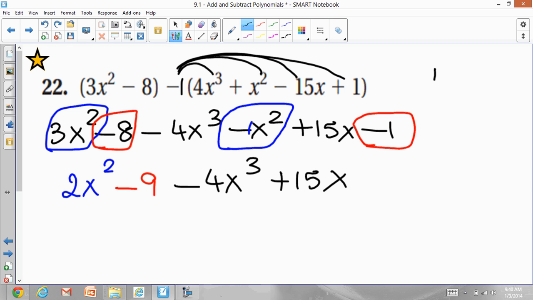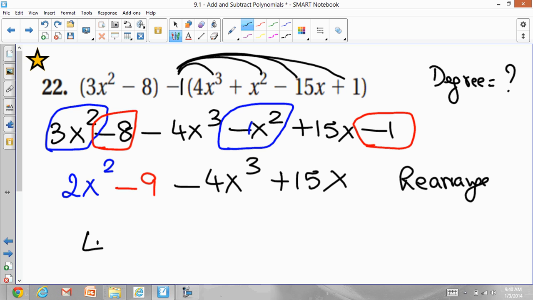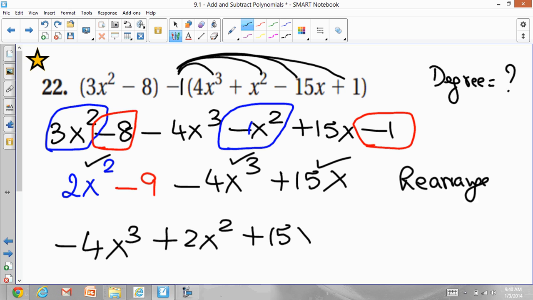Now the question was asking you to find the degree. Degree meaning the highest exponent. So let's rearrange it. Rearranging it gives minus 4x to the power of 3 because the highest exponent is 3. And then comes plus 2x squared. If this doesn't have any sign, you consider that as positive. Attach a positive sign and bring it down. This goes next, plus 15x. And the last one is minus 9.